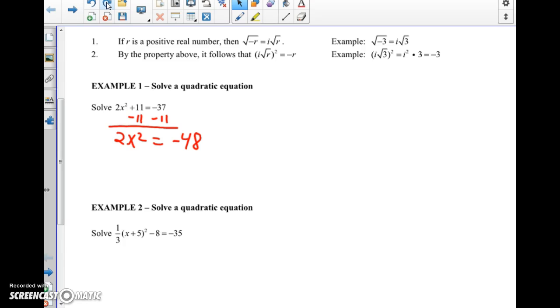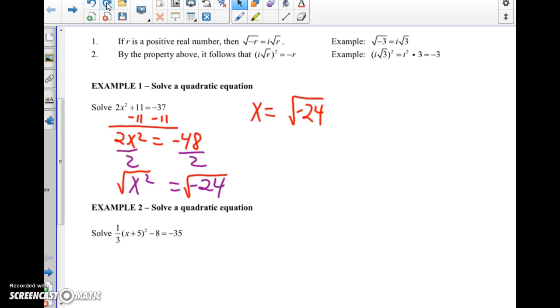What's the next thing you're going to have to do? Divide both sides by 2. Perfect, you got it. You get x squared equals -24. What's the next thing you're going to have to do? Square root both sides. You got it. Square root both sides, like this, okay? You get x equals square root of -24.